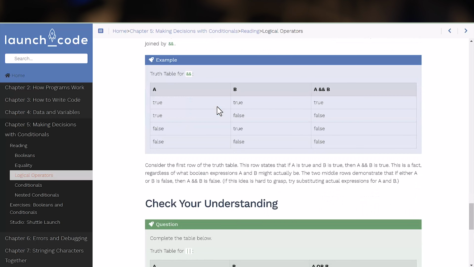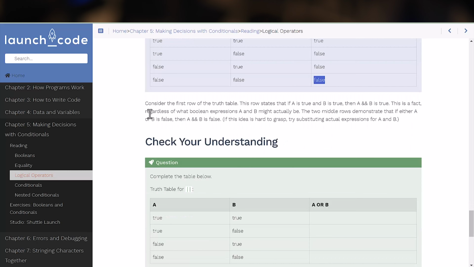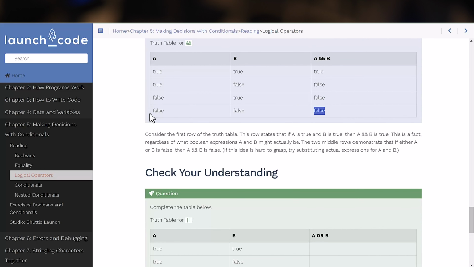Now we talked about the truth table. Truth tables help us understand how logical operators work by calculating all of the possible return values of a Boolean expression. Let's look at the truth table for AND, which assumes we have two Boolean expressions, A and B, joined by AND. So A is true, B is true, so A and B will be true. True and false, A and B will be false because one is false. False, true, false. False, false, false.